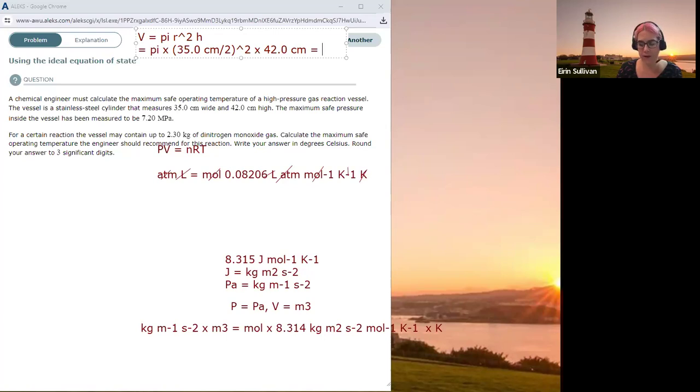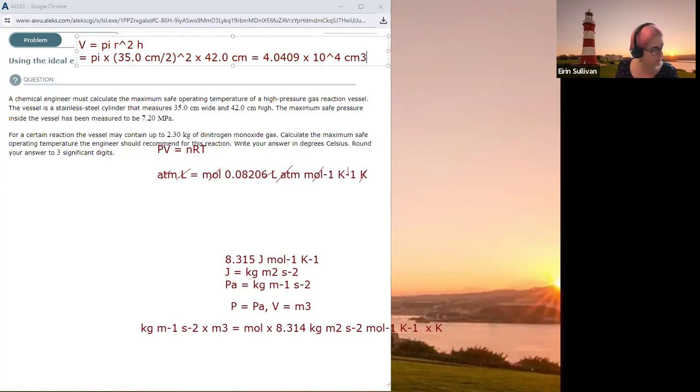Okay, so pi times 35 over 2 squared times 42 gives me 4 times 10 to the power of 4 centimeters cubed. I'm just going to put a few decimal places: 4.0408.7. So let's call that 4 times 10 to the power of 4 centimeters cubed. Even if you have your conversion between centimeters and meters, don't forget that whenever it's cubed, we have to cube the conversion factor too.